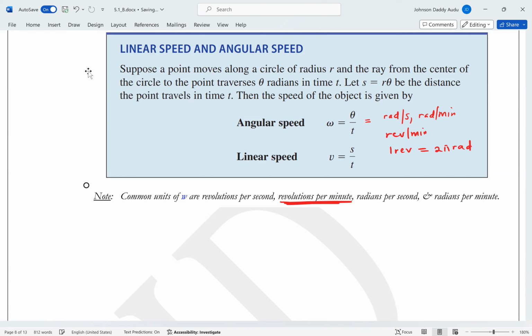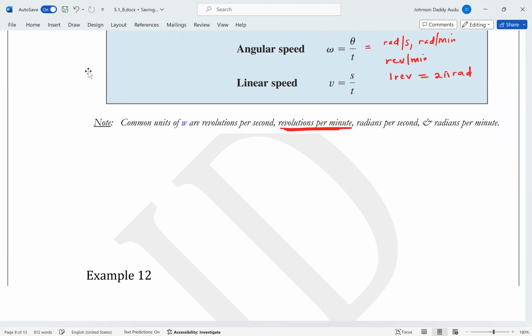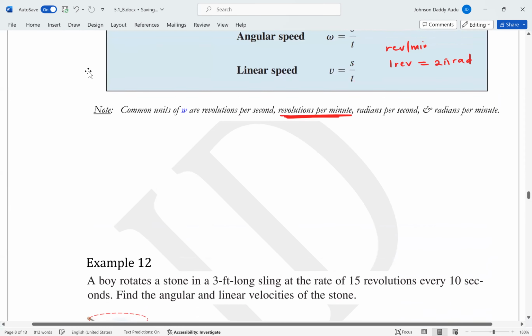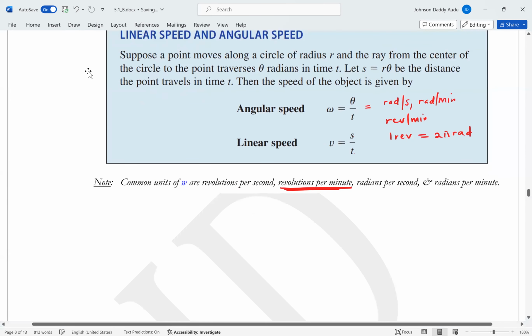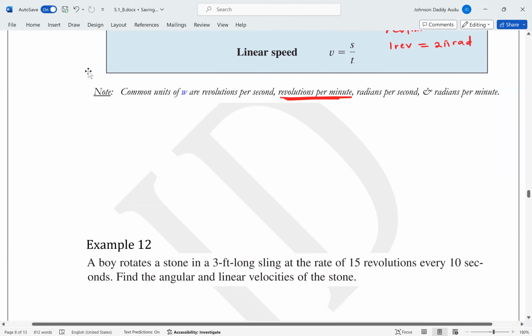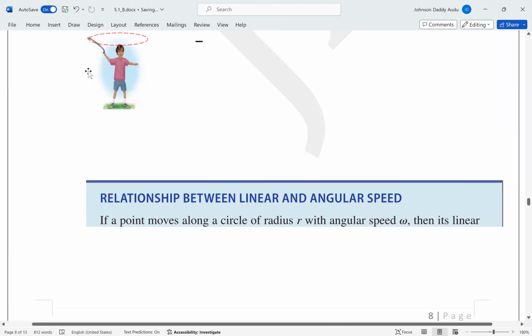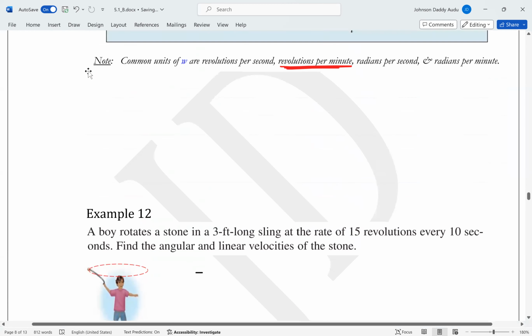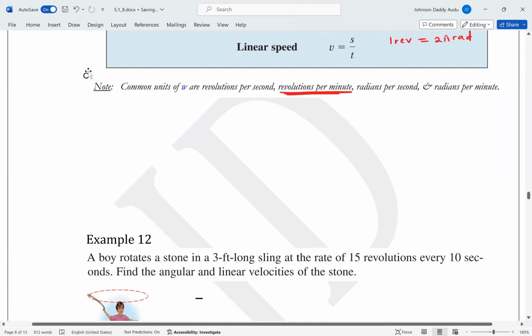For the linear speed, it depends on the unit of s. If s is in centimeter, you have centimeter per minute or centimeter per second, or meter per second. And we also have a relationship between these two, which we will use. So let's just discuss the relationship before we go.